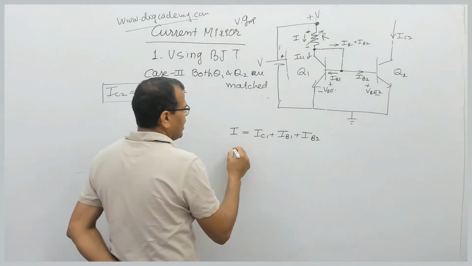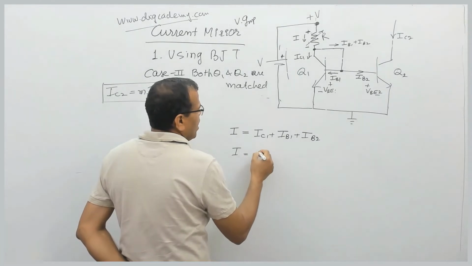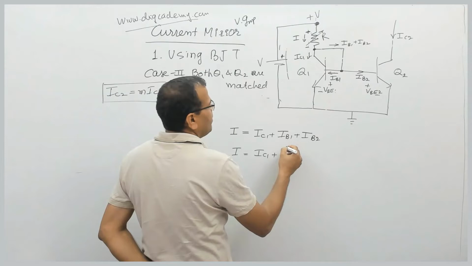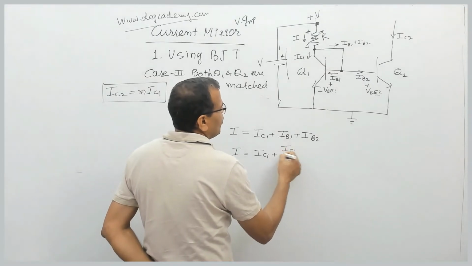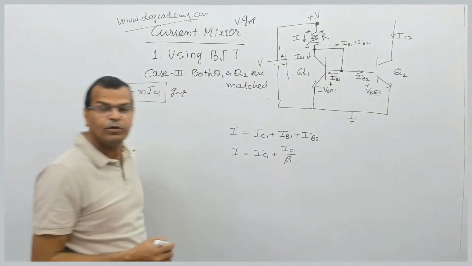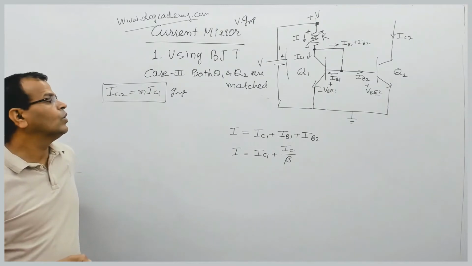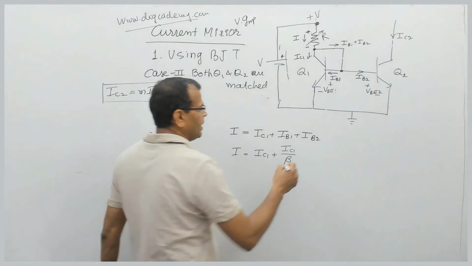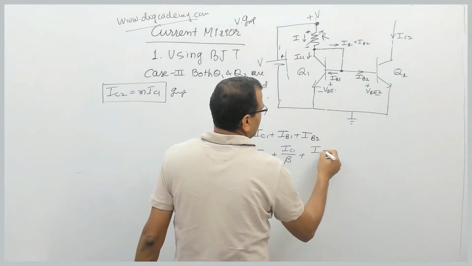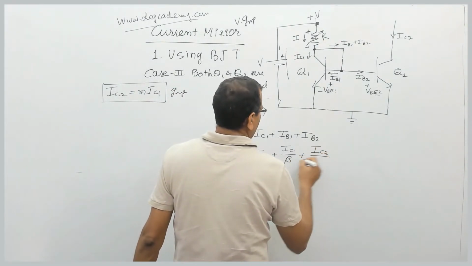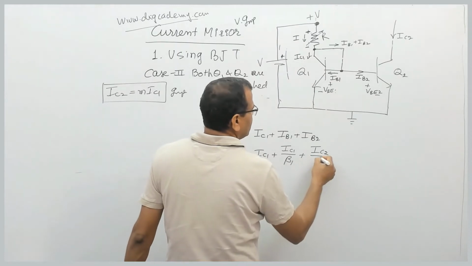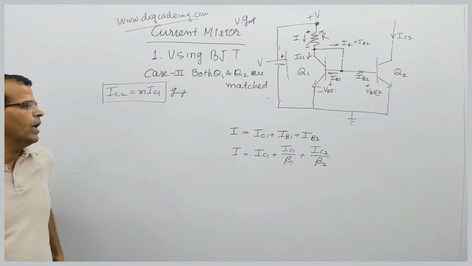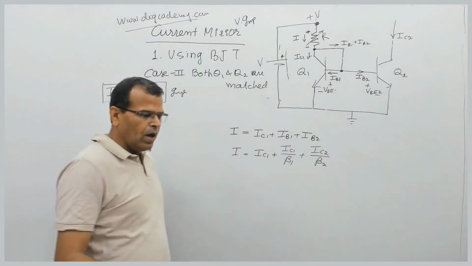So this gives I equal to IC1 plus what is IB1? That is IC1 upon beta. That is the relationship between base current and collector current. So IB1 is IC1 by beta 1 plus IC2 upon beta 2. This has to be beta 1, this has to be beta 2. That's what you have. Fine.